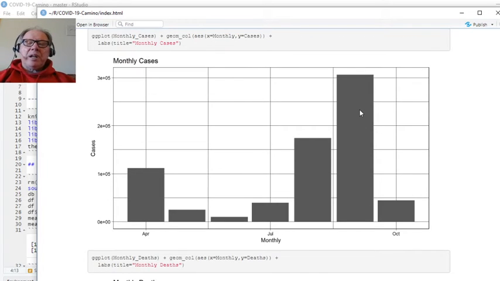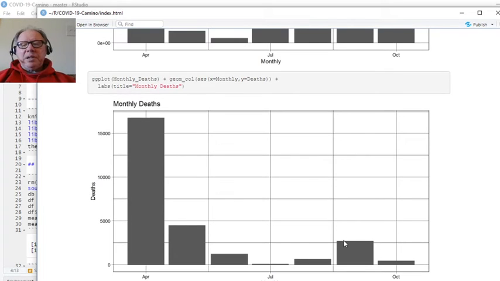We can see that September had a huge spike in cases, but yet the deaths still remain relatively low, only 2,500 deaths for the month of September. It places it third behind April and May. Okay, so that takes care of the report for Spain.